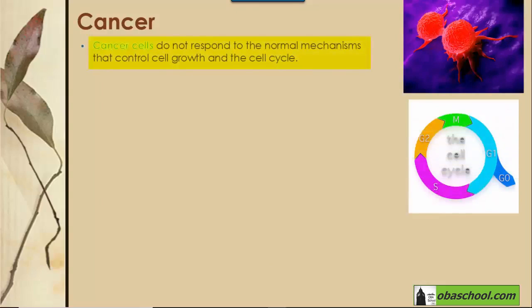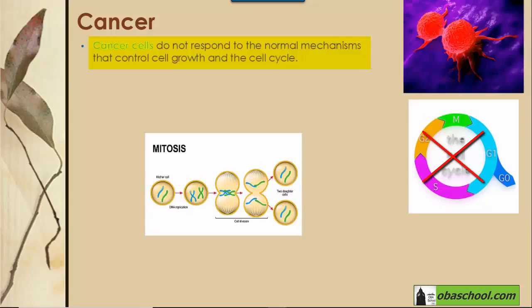Cancer. Cancer cells are cells that do not respond to the normal mechanisms that control cell growth and the cell cycle. So, the control over the growth of the cell and the cell cycle and its division by mitosis is lost.